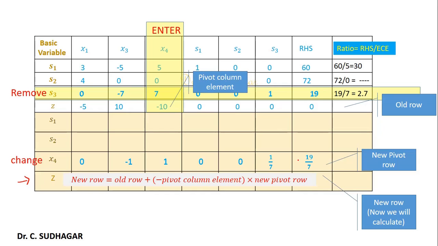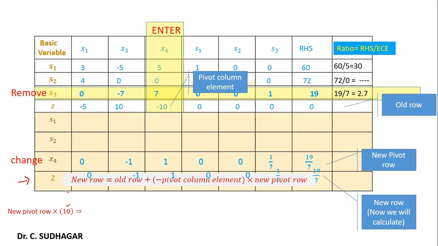Pivot column element is minus 10 now. Okay, so minus 10 is the pivot column element. Now change the symbol. Here it is minus 10, so I am going to multiply it by plus 10, the minus of the pivot column element. So minus pivot column element is minus 10, minus of pivot column element is plus 10.